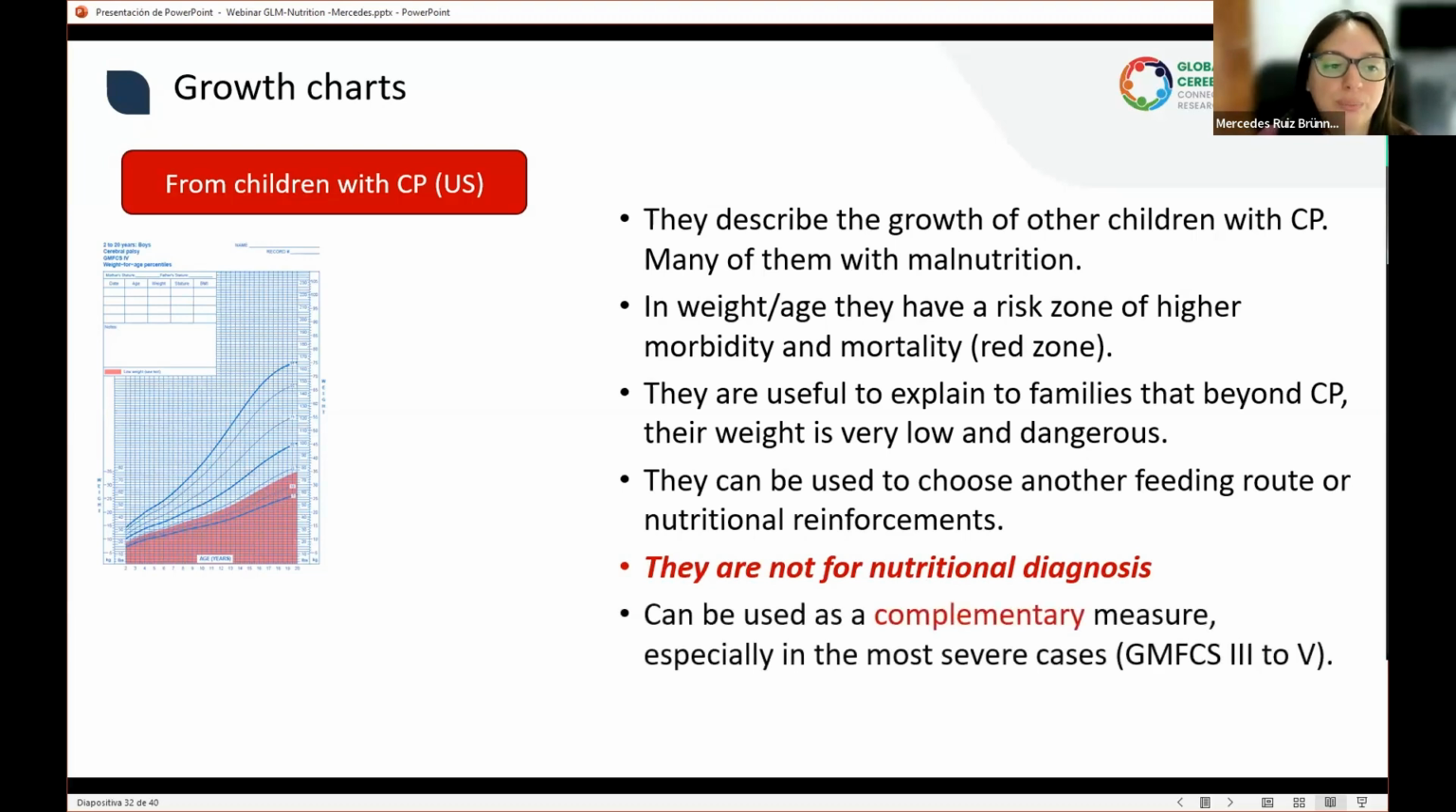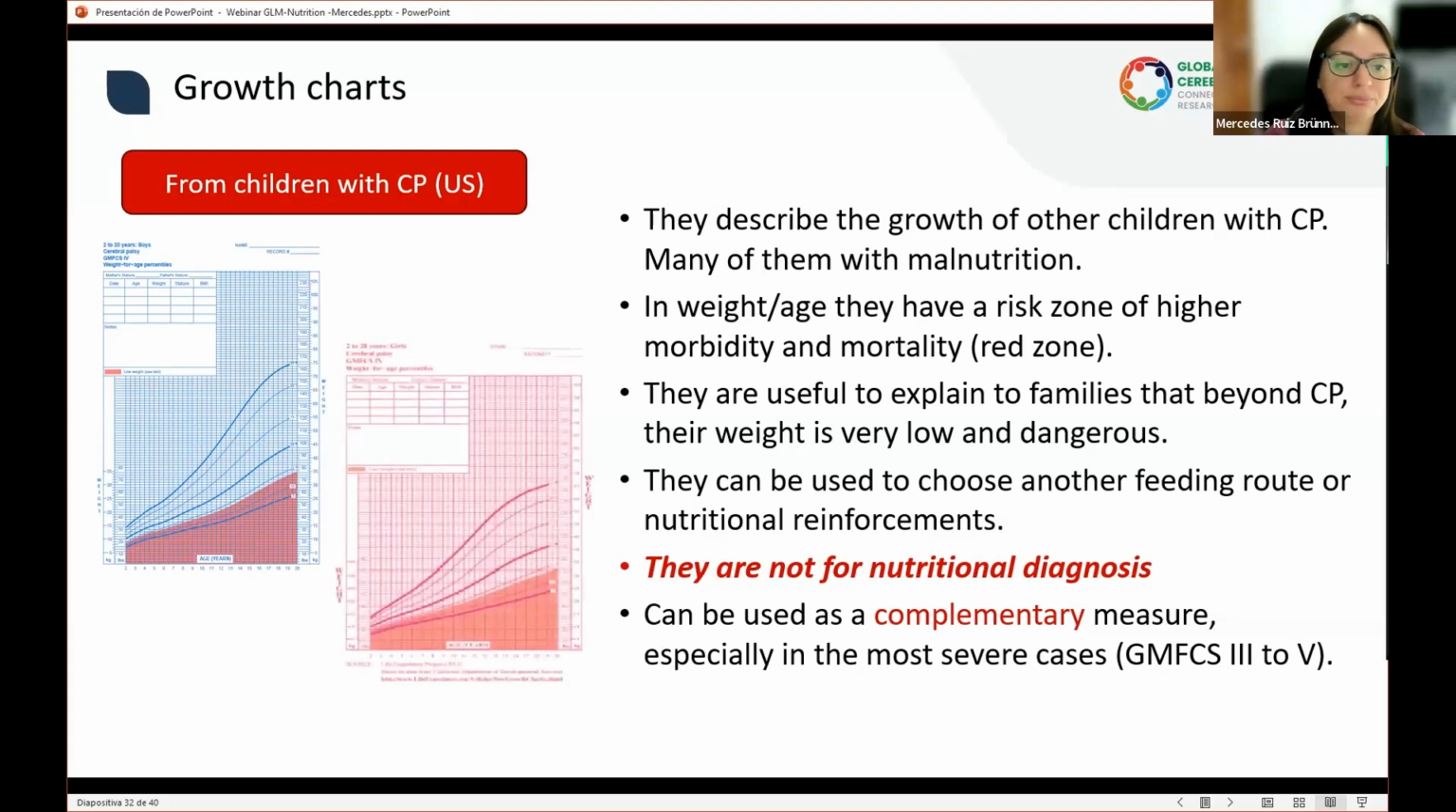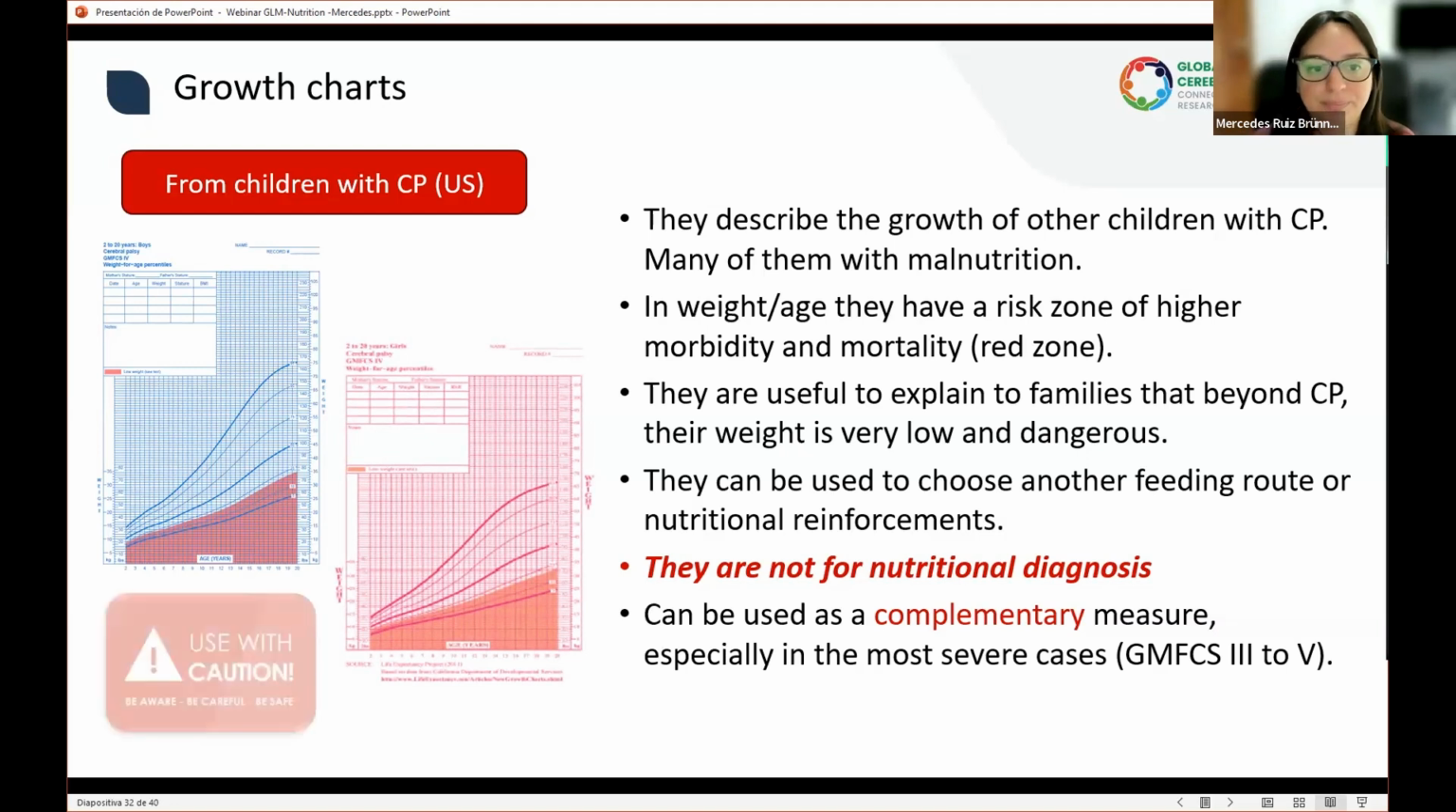And this is important to know. They only describe growth, and they have this red zone for higher risk for morbid mortality. They can be used as a complementary measure, especially in the children with more severe motor compromise, GMFCS level 3 to 5. These charts are the ones published by Brooks in 2011, and they come in different colors for boys and girls and different GMFCS levels.